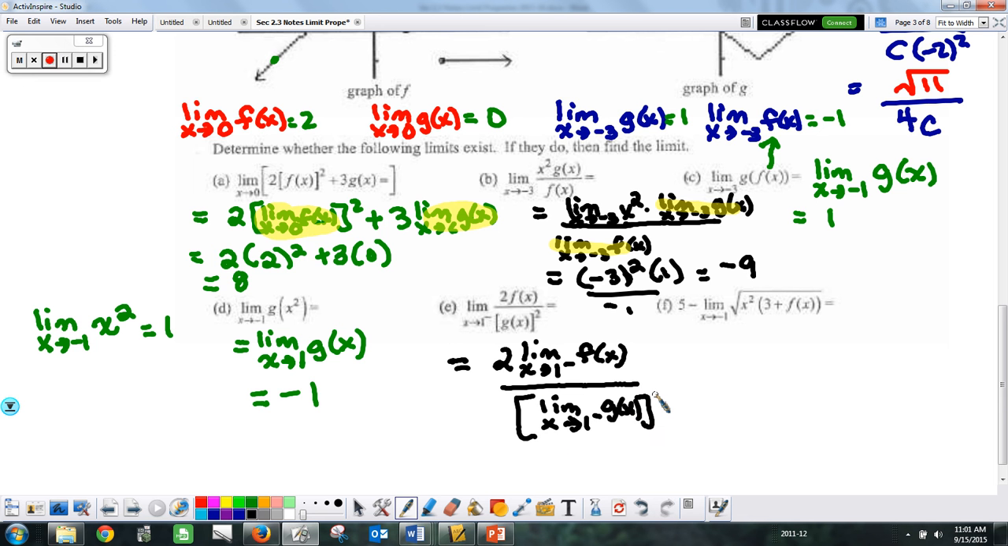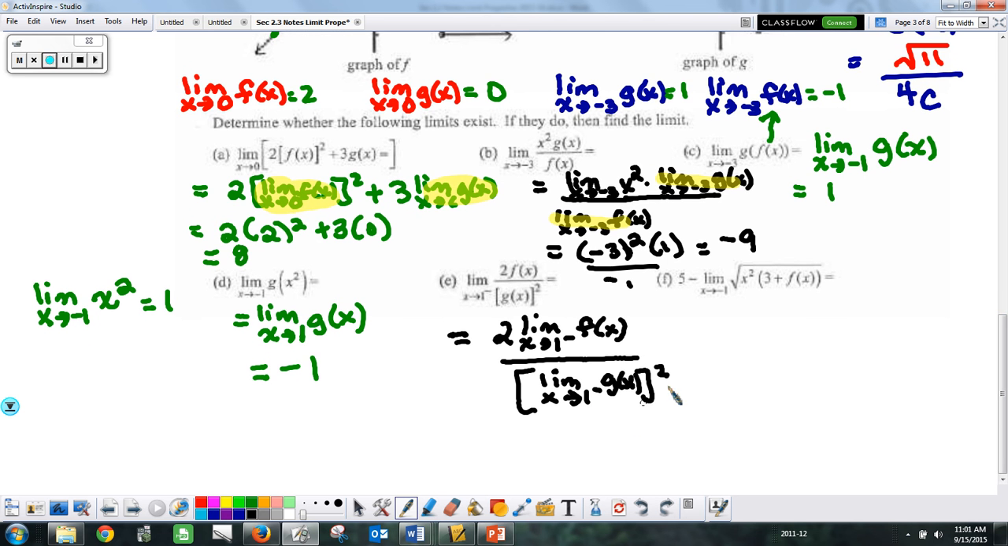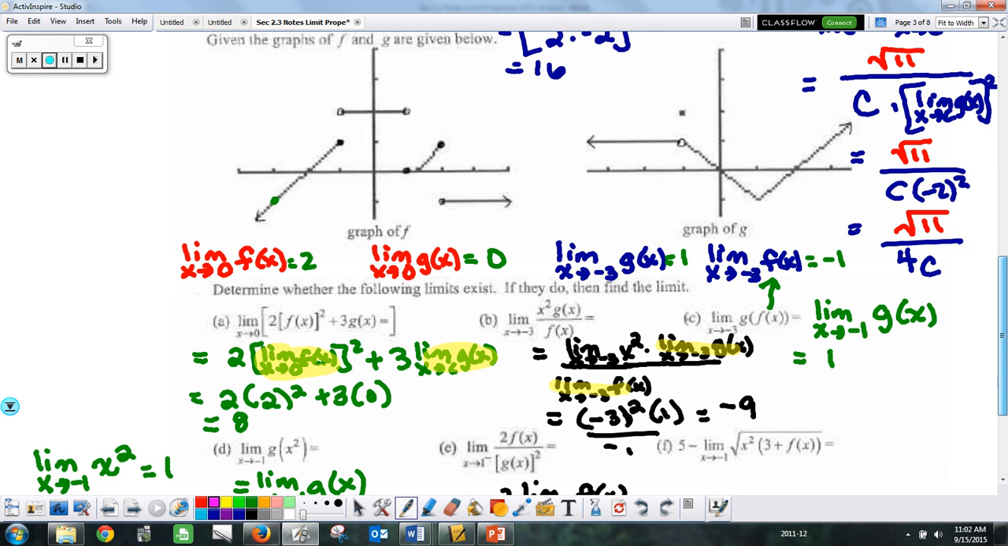The fact that I have a left limit has no bearing on the properties. I can still use them. The only thing I'm still worried about here is I need this bottom limit to not be 0. If it is, I'm in trouble. So now I'm going to go up and get the limit as x approaches 1 on the left for g of x. So we'll jot it over here. Limit as x approaches 1 from the left. I'm going to need it for f of x, and I'm going to need the limit as x approaches 1 from the left on g of x.